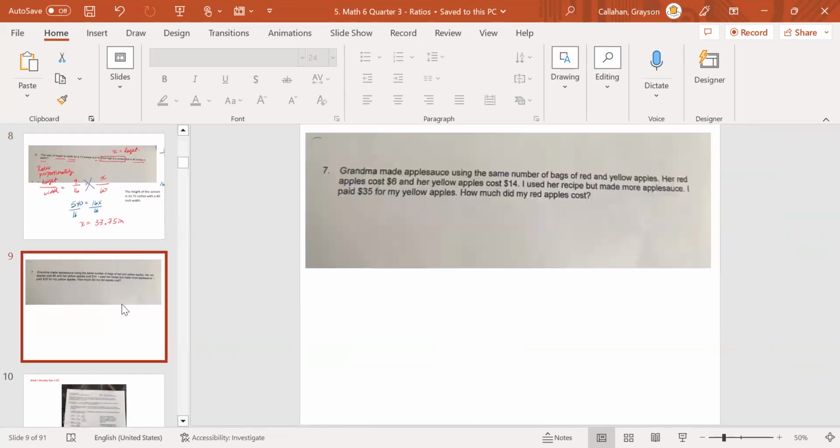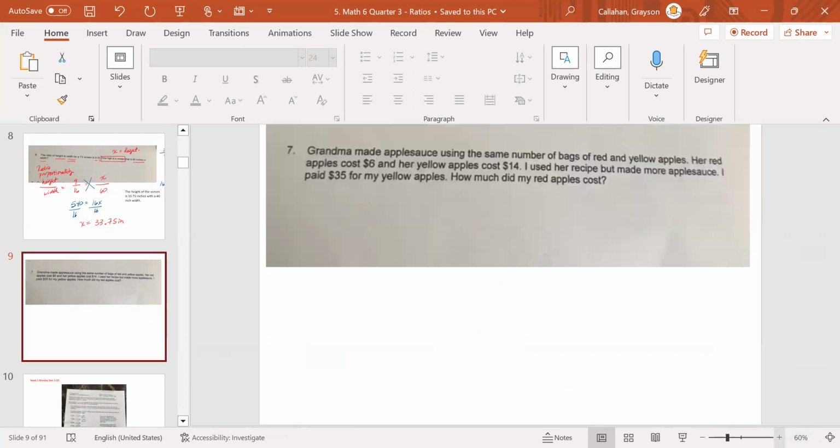All right, last question, number 7. Grandma made applesauce using the same number of bags of red and yellow apples. Her red apples cost $6 and her yellow apples cost $14. I used her recipe but made more applesauce. I paid $35 for my yellow apples. How much did my red apples cost?